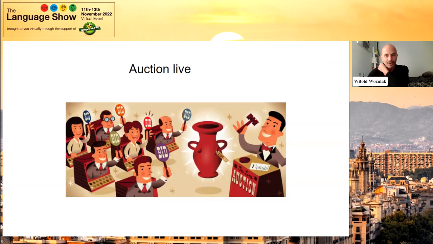Auction. Auction is about students bidding for something. So let me explain it. I usually use it for teaching numbers. So if I teach, let's say, my students to go up to 60, so this is more of a maybe key stage 2 example, but as we know, numbers, especially in French, are quite difficult. You can also do it at key stage 3.